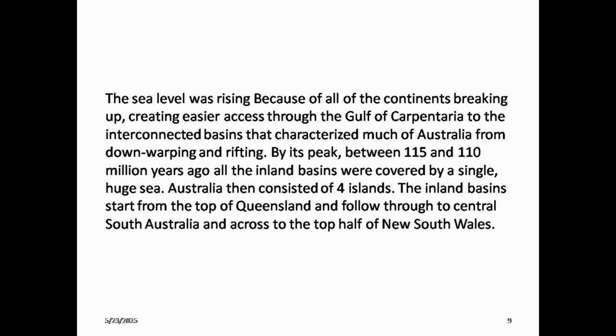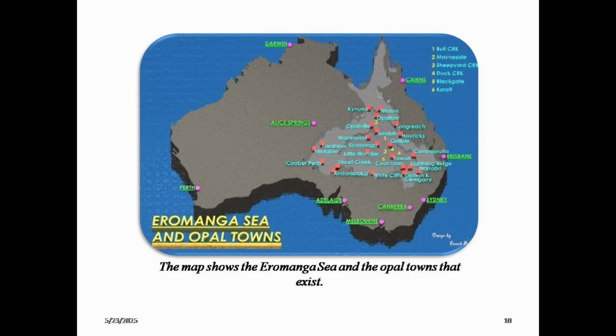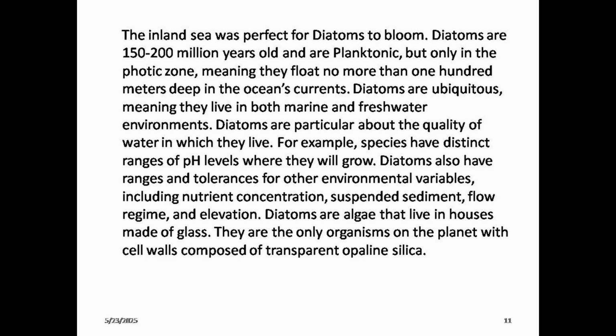The inland basins start from the top of Queensland and follow through to central South Australia and across to the top half of New South Wales. The map shows the Eromanga Sea and the opal towns that exist. The inland sea was perfect for diatoms to bloom.